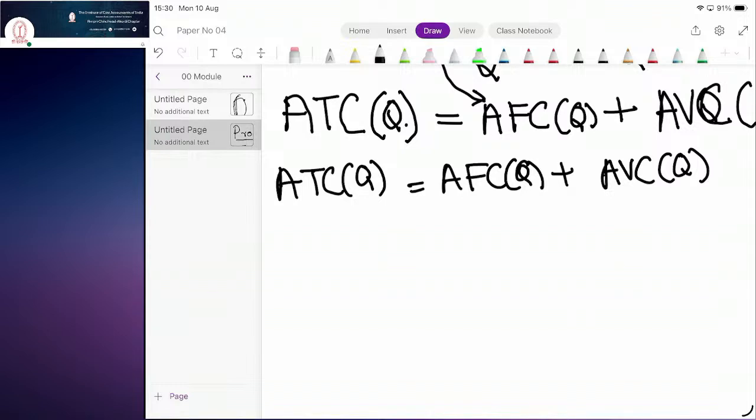AFC plus AVC. Okay. Now let's quickly look at our simple example. TC of Q is equal to 10 plus 5Q.